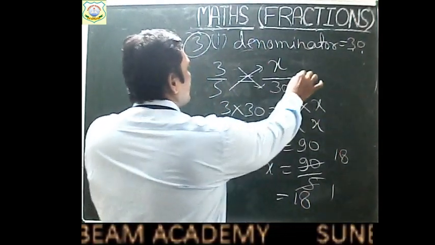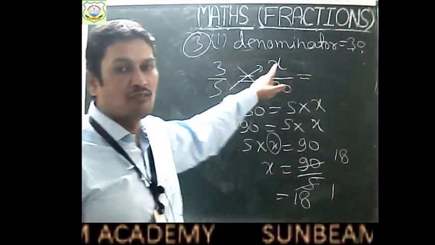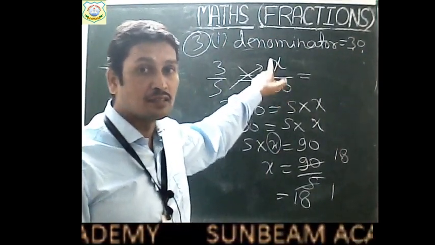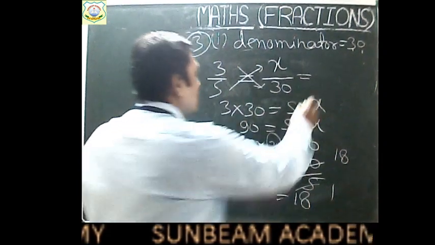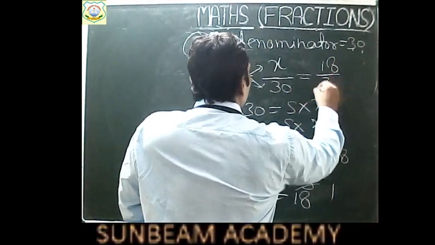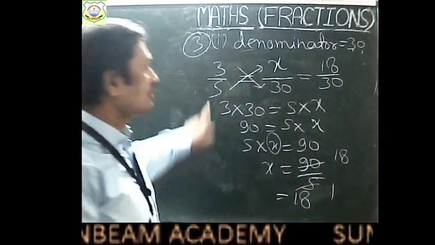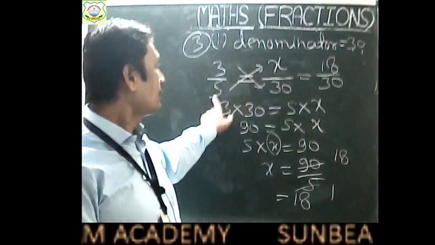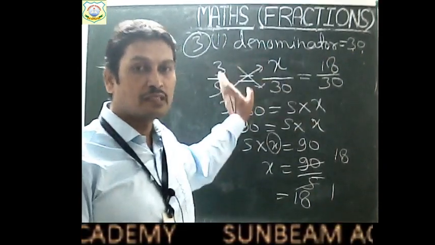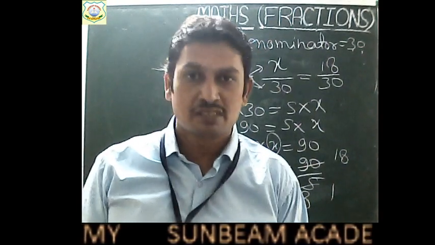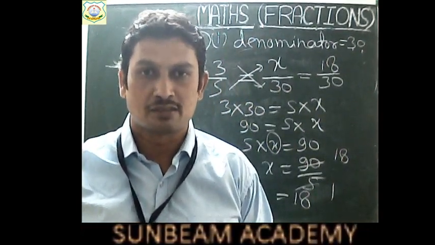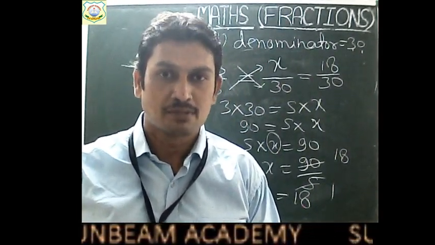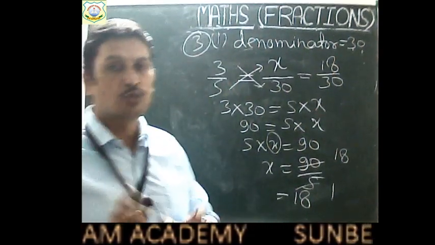So what will be the answer, children, here? In place of x, what will we write? We will write 18. So the answer will be 18 by 30. You can see, children, 3 sixes are 18 and 5 sixes are 30. So numerator and denominator both are multiplied by 6 to get the equivalent fraction with denominator 30. Right? So this is the way to solve this question.